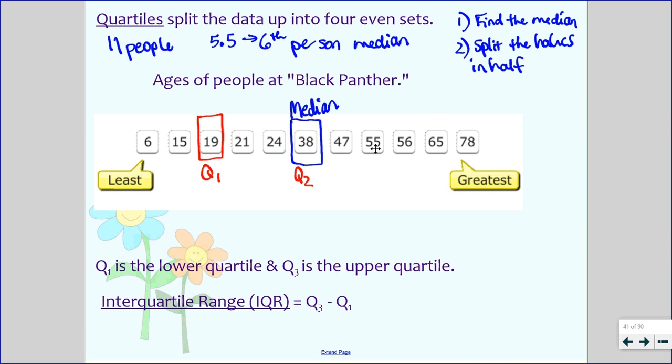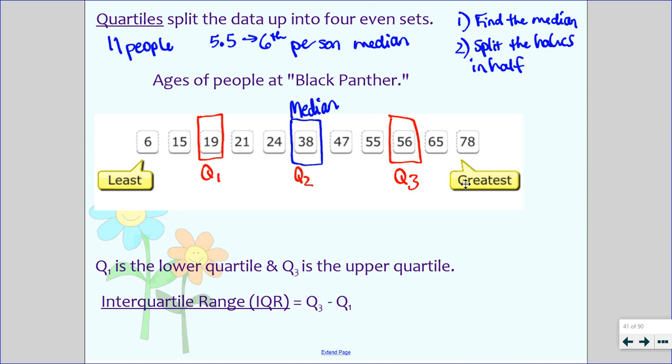And then if we look at the upper half of the data, we have 1, 2, 3, 4, 5 data points in there. So our middle number there is 55. Nope, sorry, 56. And that's going to be our third quartile, which I denote with a Q3.